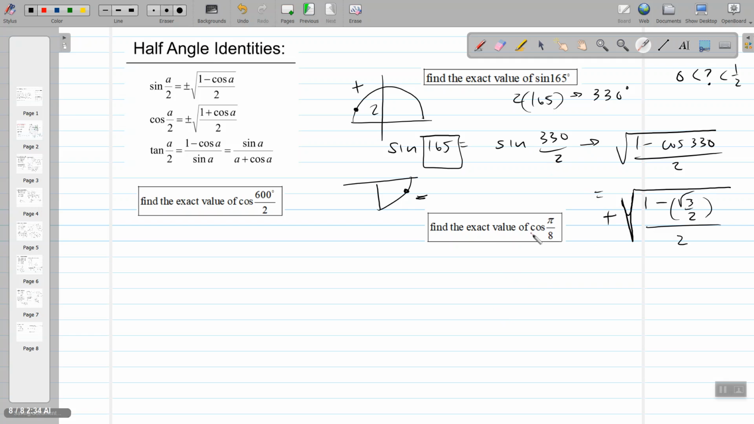All right, let's look at this one over here then. Find the exact value of cosine of pi over 8. Once again, first thing you want to do, look on your circle, see if pi over 8 is one of your nice values. Obviously it's not, so you're going to have to use a formula.